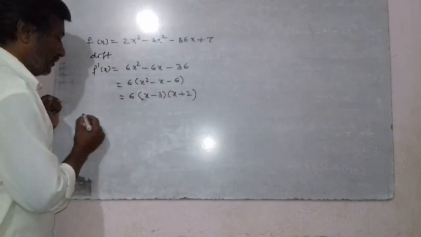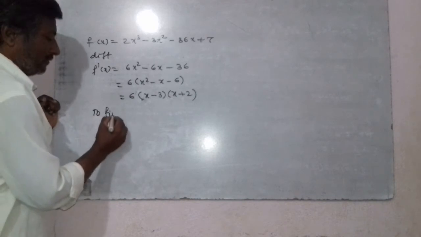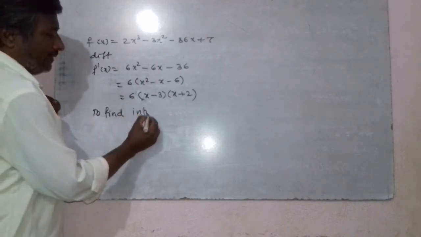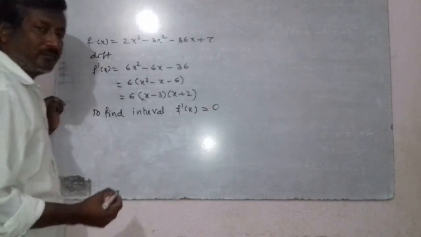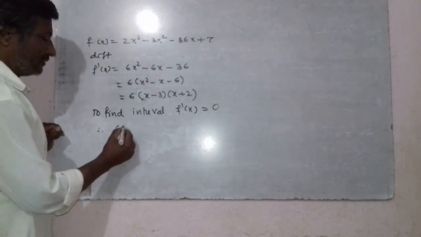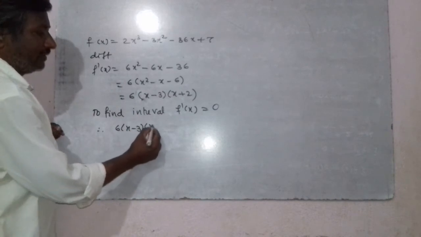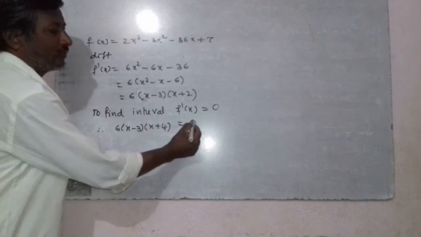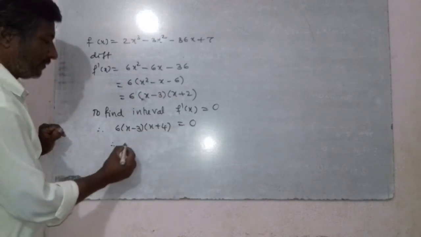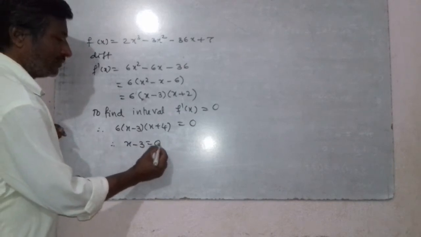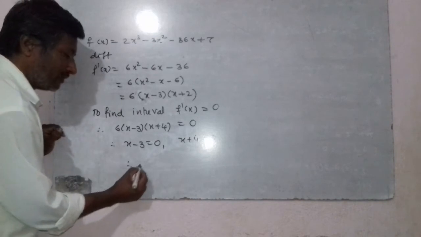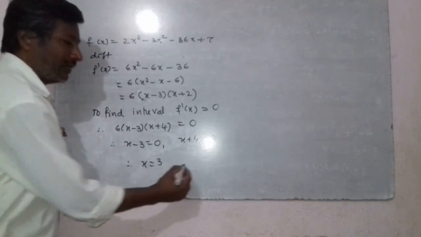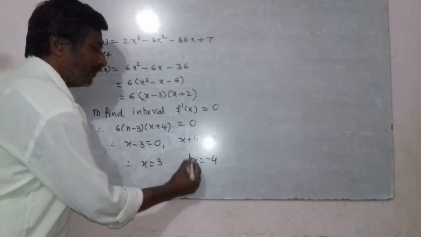So therefore, to find the interval, f dash x equal to 0. Therefore 6 into x minus 3, x plus 4, this equal to 0. Therefore x minus 3 equal to 0, x plus 4 equal to 0. Therefore x equal to 3 and x equal to minus 4.